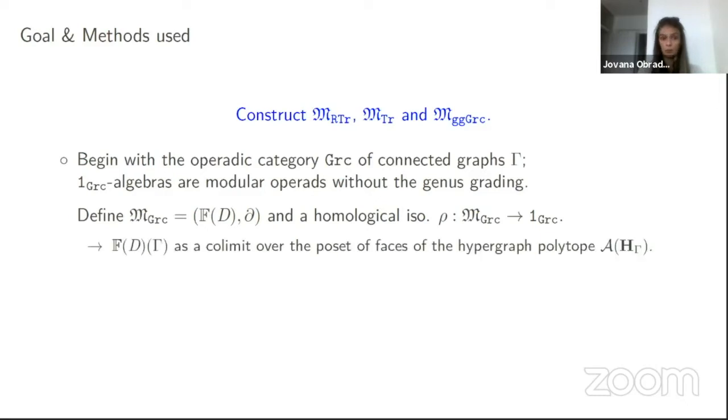Okay, so first of all, we described the arity gamma space of operations of our minimal model in terms of an abstract combinatorial polytope. So to each graph gamma, we associated a hypergraph H gamma, and to that hypergraph, we associated an abstract polytope in such a way that the operations of arity gamma indeed correspond to the faces of that abstract polytope.